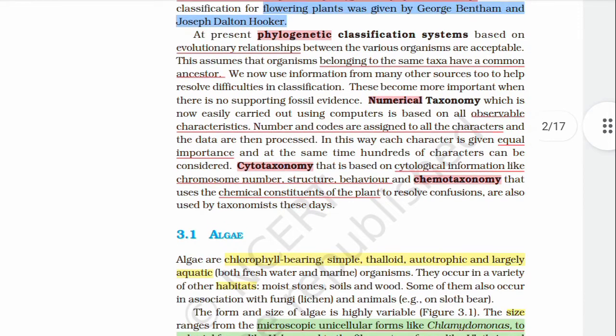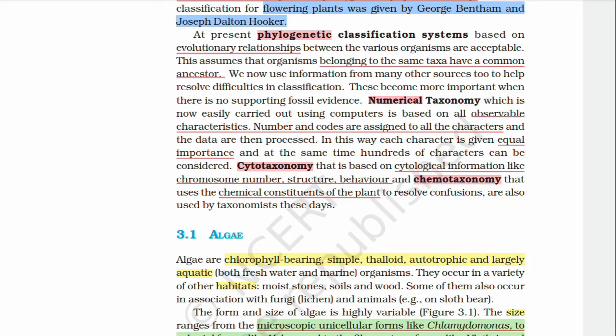Next comes numerical taxonomy. It was based on observable characters. It gave numbers and codes to all the characters and it gave equal importance to all the characters. And next comes cytotaxonomy. It was based on cytological information like chromosome number, chromosome structure and chromosome behavior. Next, chemotaxonomy. Chemo means chemical, right? So chemotaxonomy was based on the chemical constituents of the plant. What chemical constituents does it have? Based on that, they resolved and they gave chemotaxonomy.